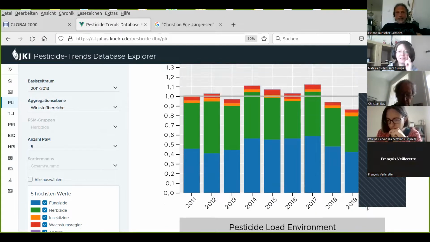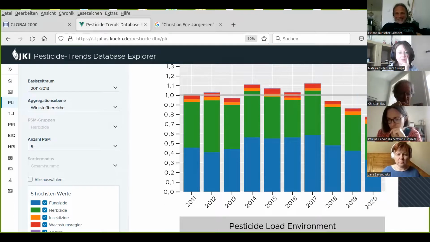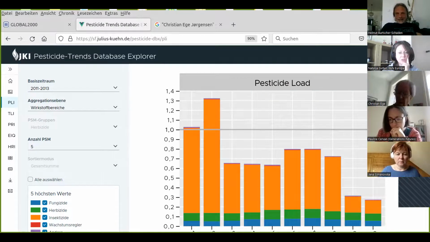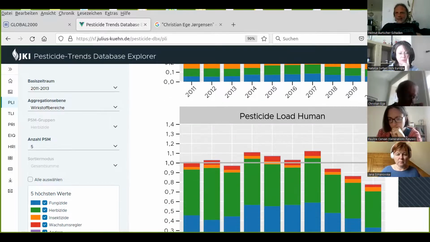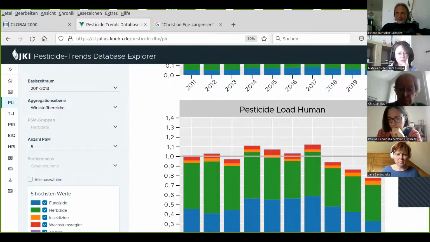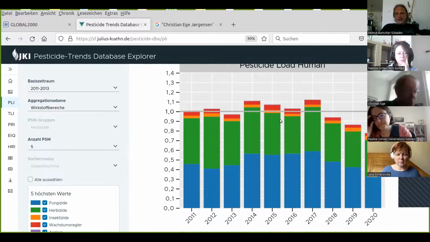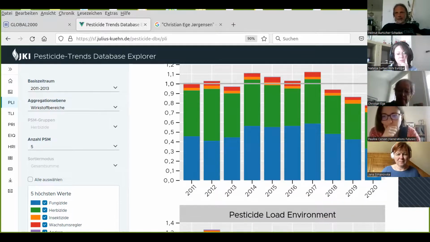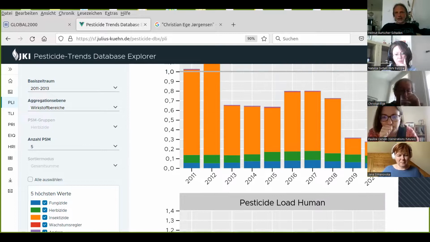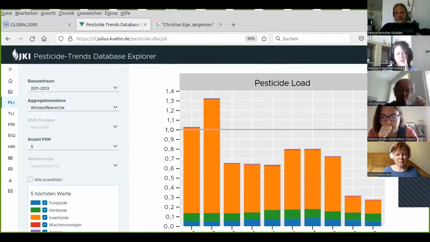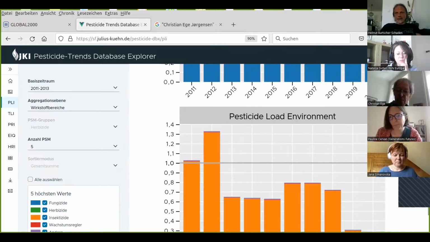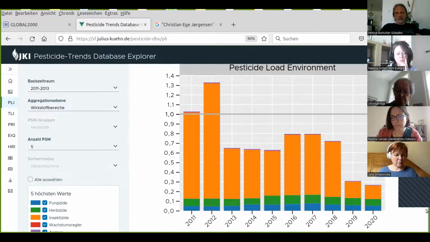Thank you for this. Here, for example, as Christian has said, the pesticide load is calculated on different levels. Here, the pesticide load to humans has not decreased that much, but the pesticide load on the environment has. And this is the pesticide load on the environment, according to the PLI.